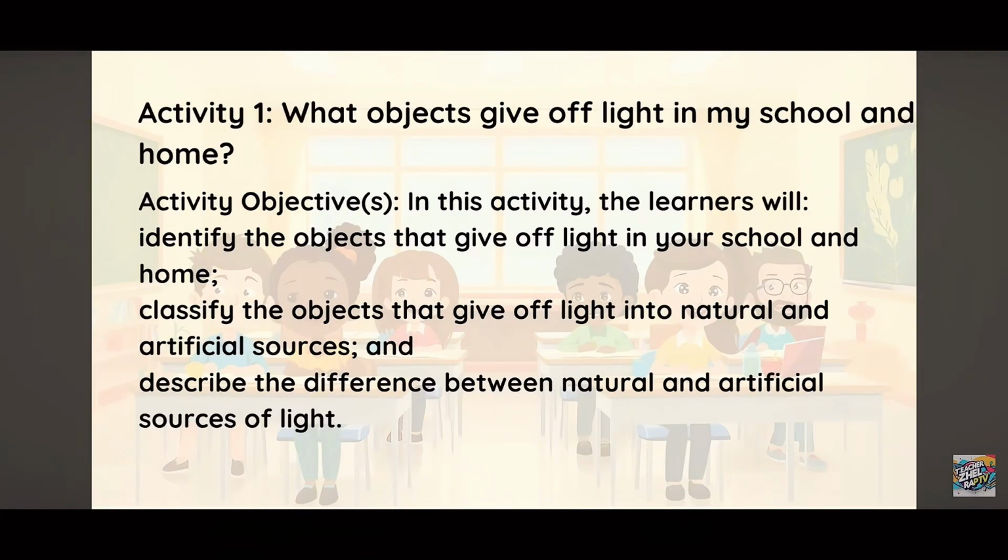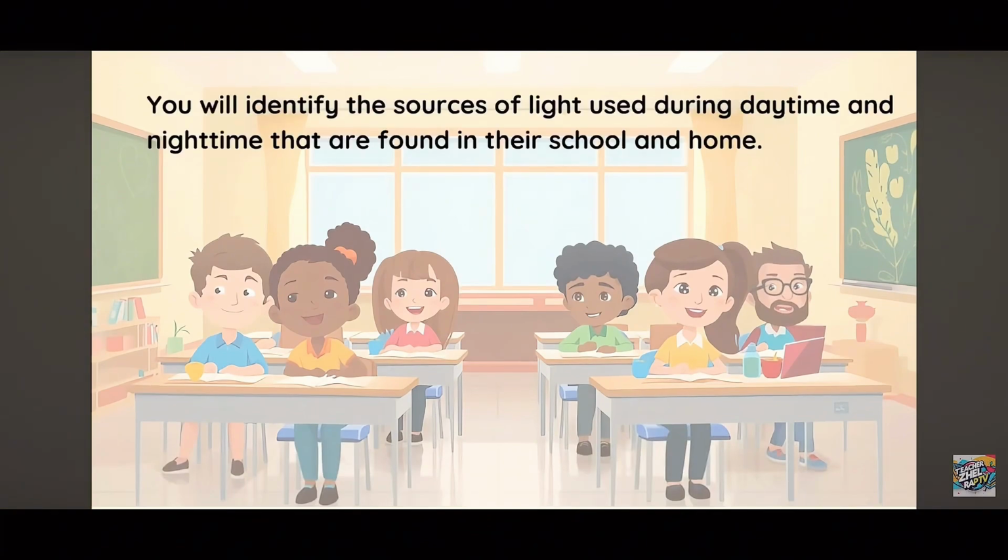This activity has 3 parts, labeled A, B, and C. You will first perform part A, objects that give off light in my school, and part B, objects that give off light in my home, for 15 minutes. You will identify the sources of light used during daytime and nighttime that are found in your school and home.